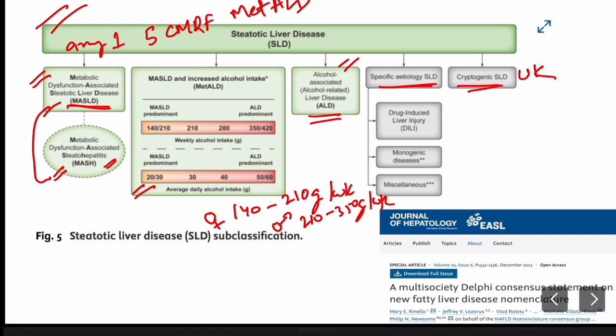Then the patients who are having a cardiometabolic risk factor along with a moderate amount of alcohol intake, which is defined here. So that category is MAT-ALD. Then alcohol associated liver disease, ALD, where there is high intake of alcohol. Then specific etiologies leading to the steatotic liver disease. And lastly, when no cause is known, then it is known as cryptogenic steatotic liver disease. So these are all the causes where the steatosis can occur.